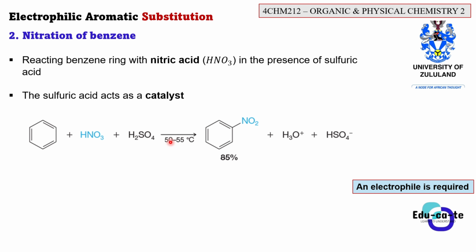Then the temperature that we usually use is 50 to 55 degrees Celsius. So we must have heat for this one, at least above human body temperature. The major product that we are looking for is nitrobenzene. Basically, it's a benzene ring, but now bonded to NO2. Then we have two byproducts, which are H3O+ and HSO4-.